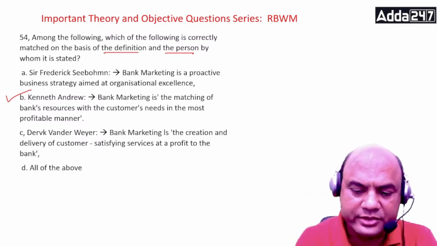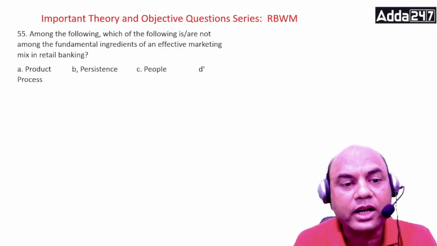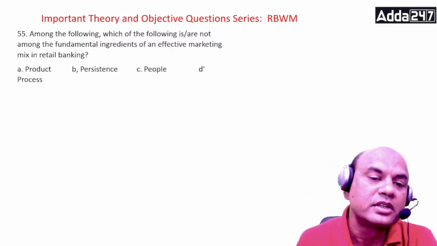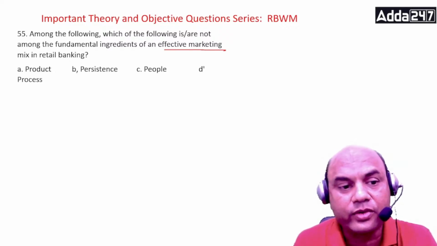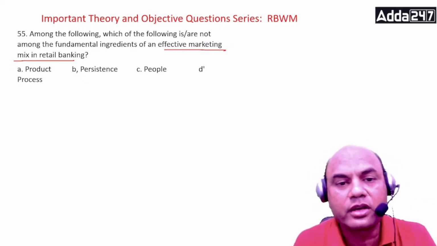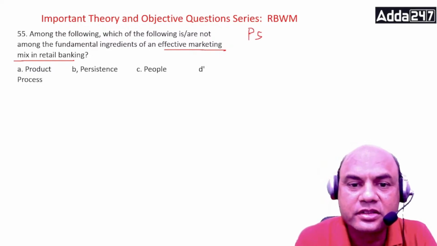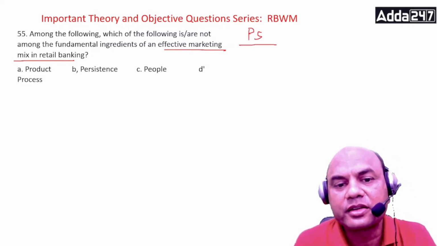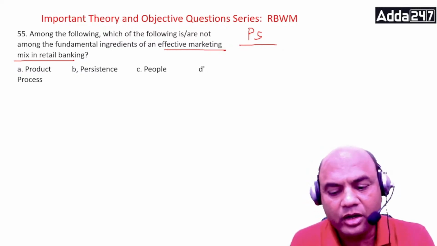Got it? Next one. Among the following, which is not a fundamental ingredient of an effective marketing mix in retail banking? Now, what do you mean by this? See, this marketing mix we are talking of, effective marketing mix means basically we are talking of the P's of marketing. How many P's of marketing are there?